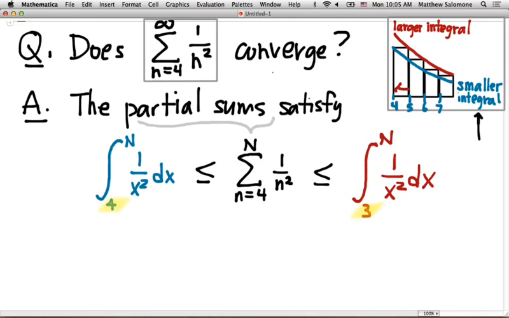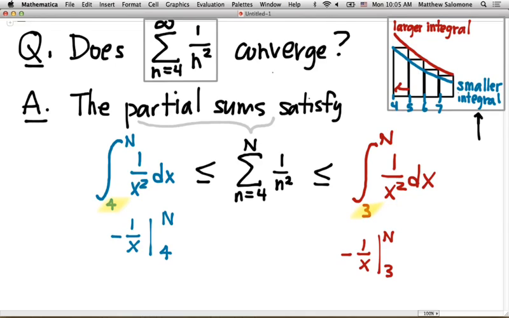But the irony of all this is that it is much easier to do calculus, namely compute the values of these integrals, than it is to do the sum of fractions that's in there in the middle. So let's do the calculus on the outsides. What's an antiderivative for 1 over x squared? Negative 1 over x. And then I'm just evaluating that from 4 on the bottom to n on the top, where n is whatever we'd like it to be. And then for my integral on the right, I've got the same antiderivative, and I have the same upper limit. I just have a different lower limit.